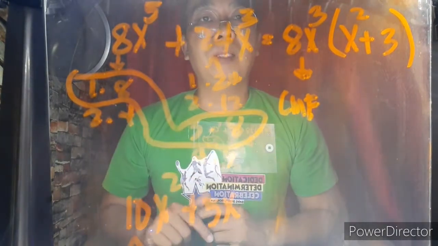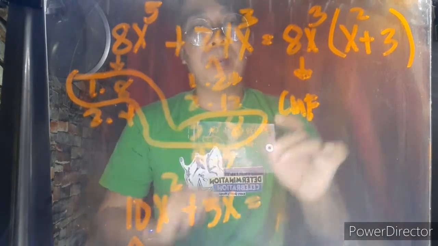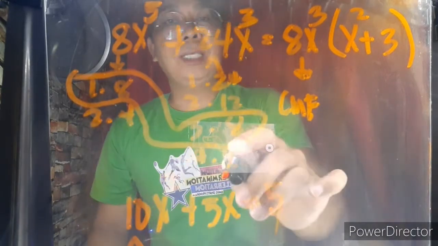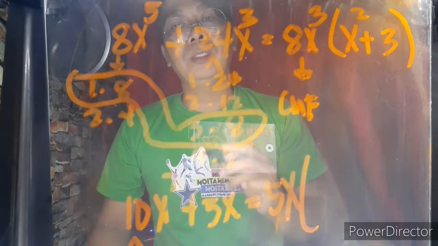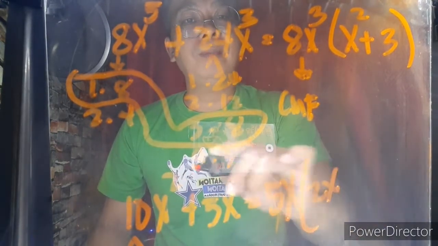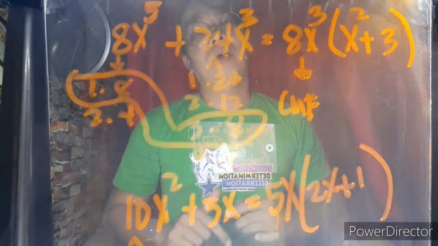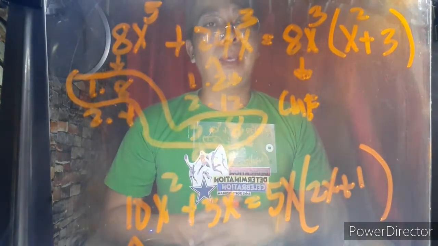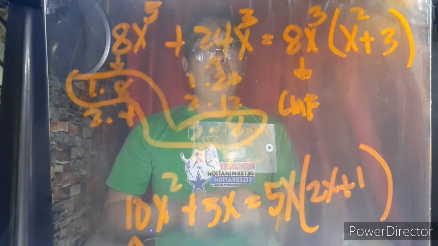And what is the possible factor of 5? That is 1 times 5. So therefore, the common between 10 and 5 is simply 5. And since the lowest exponent is 1, so we have 5x. Then let us now divide. So 10x squared divided by 5x, the answer is 2x. Then 5x divided by 5x, the answer is 1. So therefore, the factor of 10x squared plus 5x is equal to 5x multiplied by 2x plus 1.